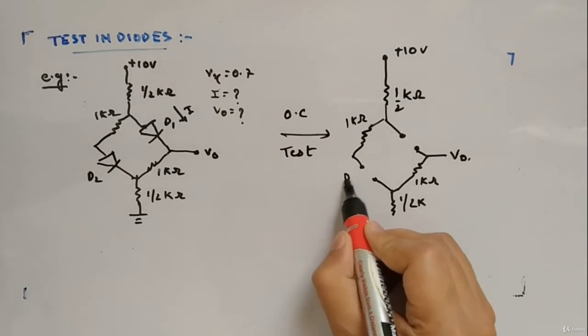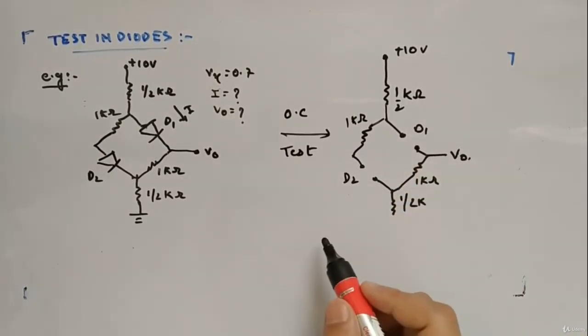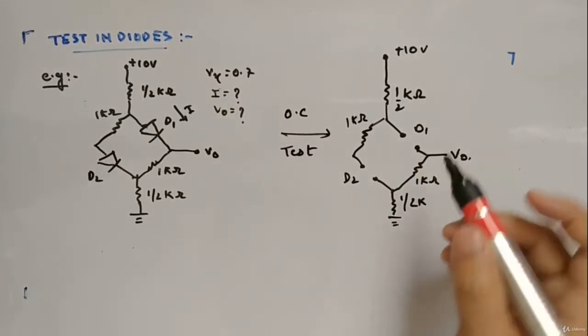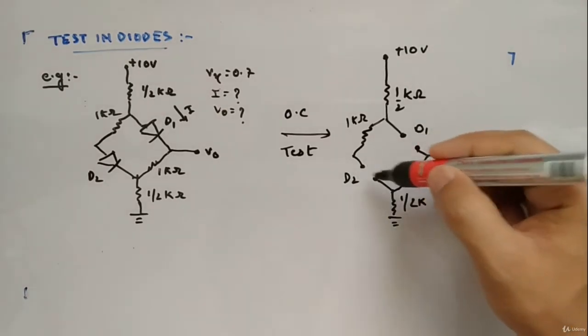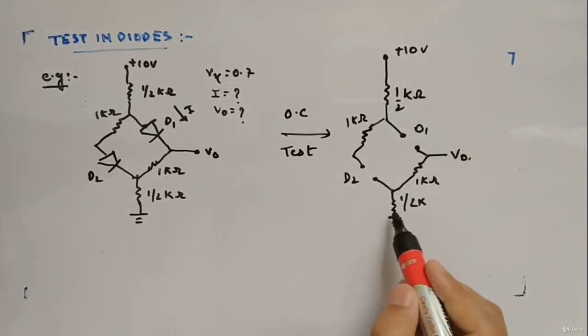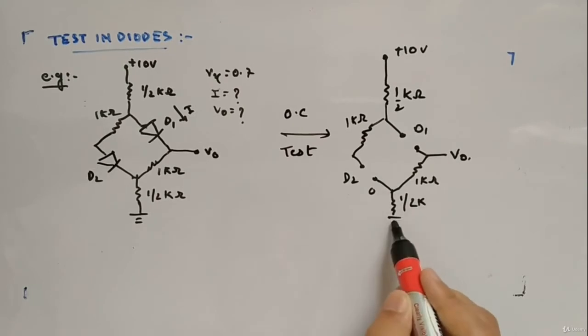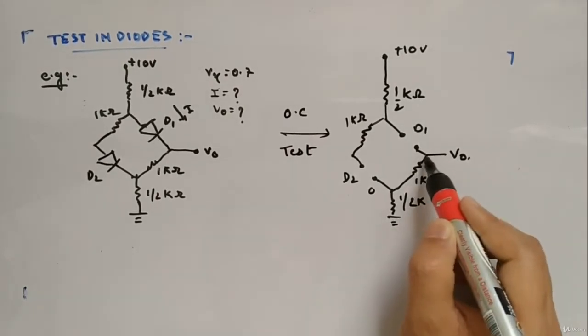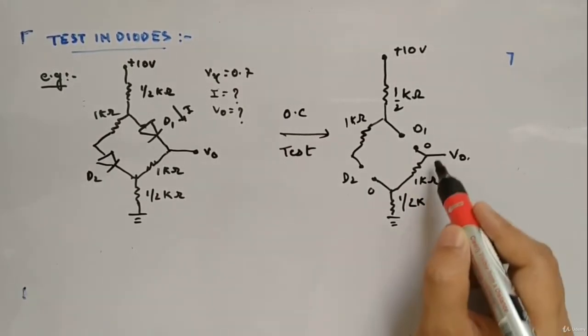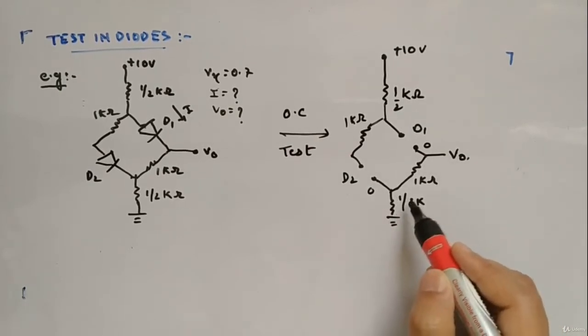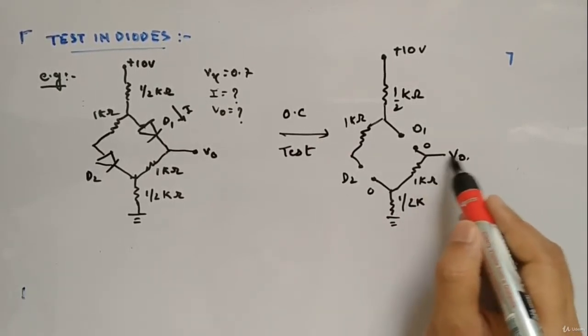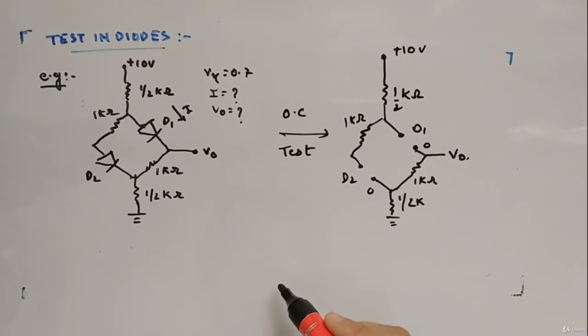Okay, so this is D2 and D1. As always, we have to first calculate the voltages across the diodes. If you see, this diode is connected to 0 volt because of this ground. This diode is also connected to 0 volt because this is ground. This is just an open lead we are taking the output from.